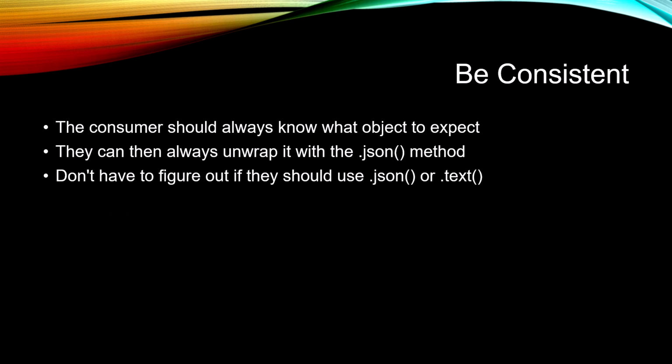But the consumer should always know what object to expect. They can always then unwrap it with the JSON method, and they don't have to figure out if they should use .json or .text. But again, if you're not in charge of the API and you don't know what kind of things you're going to be getting, you now have a nice little function that will help you figure that out and give you a consistent object.